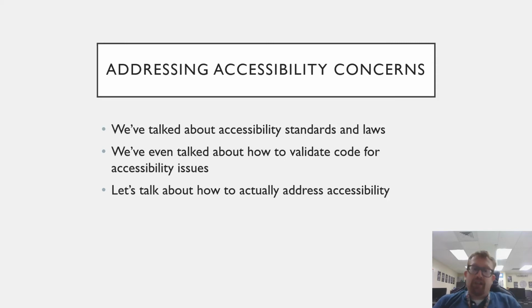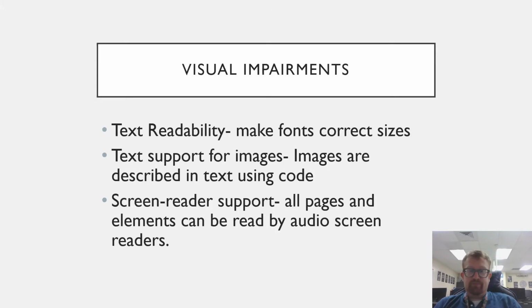So in our discussion about accessibility, you know that it's been a big recurring theme here in this unit. We've talked about the standards, we've talked about the laws, and we've even talked about how to validate your code for accessibility issues. Now let's talk about how you actually address your accessibility issues and go through some of the things that you can do for your website in order to make it more accessible for multiple people.